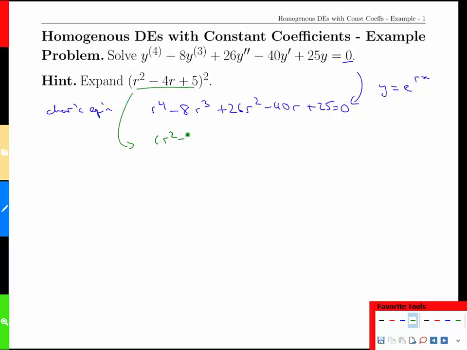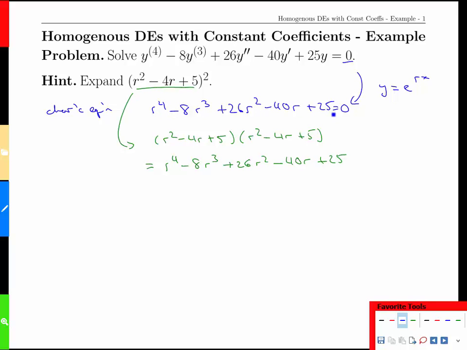Well, if we do r squared minus 4r plus 5 times itself, that's going to give us r to the fourth. Looking for r cubed terms, we'll have negative 4r cubed minus another 4r cubed. That'll be negative 8r cubed. Hey, you can see where this is going, can't we? We'll have plus 5r squared plus 16r squared plus another 5r squared. Hey, that sounds like 26r squared. And not too surprisingly, if you work through the rest of it, you'll get exactly the form that we had before. So what does that tell us?